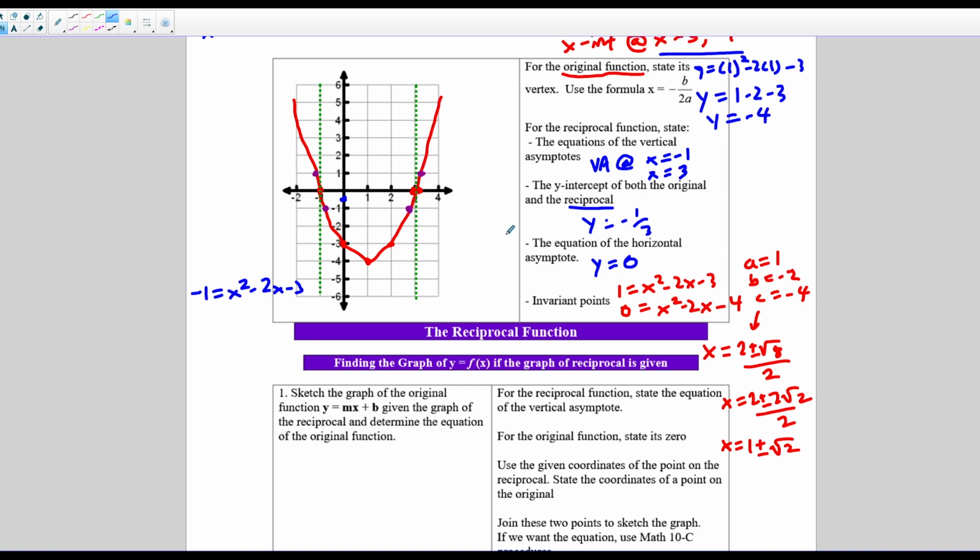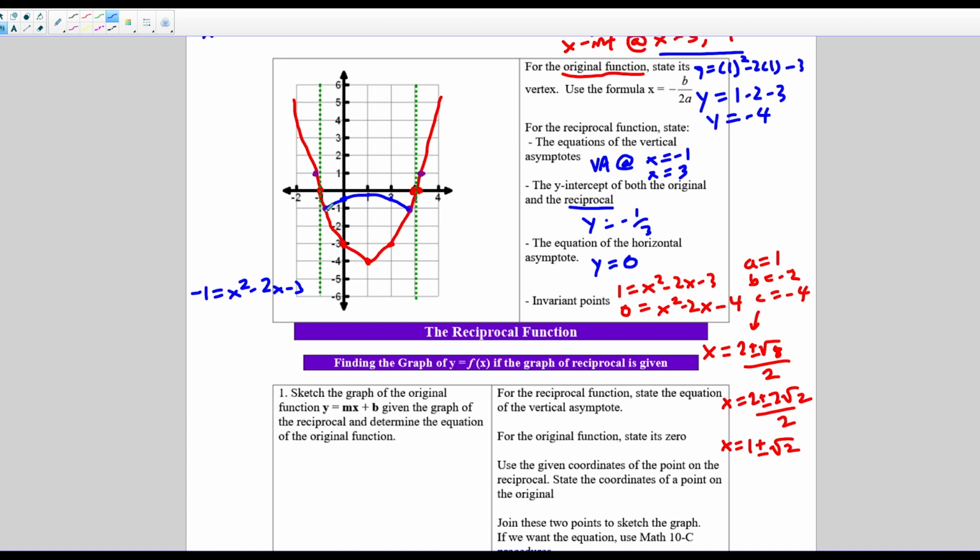Now, when it comes to actually graphing the reciprocal function itself, I like to start off with the vertex. The vertex here had a y value of -4, and the reciprocal of -4 is -1/4. So let's plot that up here. We already know the reciprocal of the original y-intercept was -1/3, so I also have a -1/3 on this side. As we start to draw our graph from our invariant points, we get a nice smooth graph that comes up pretty close to the x-axis there.